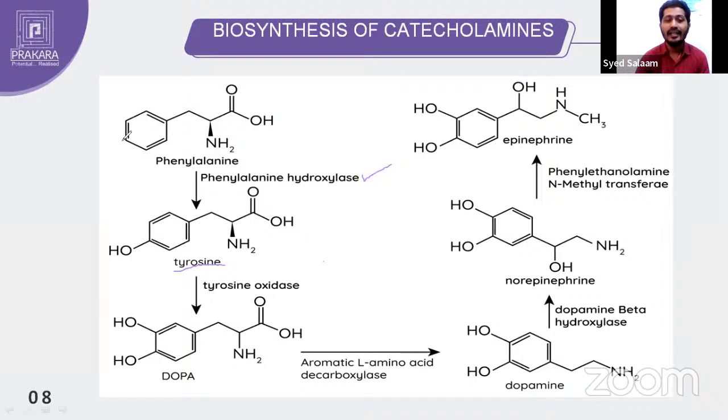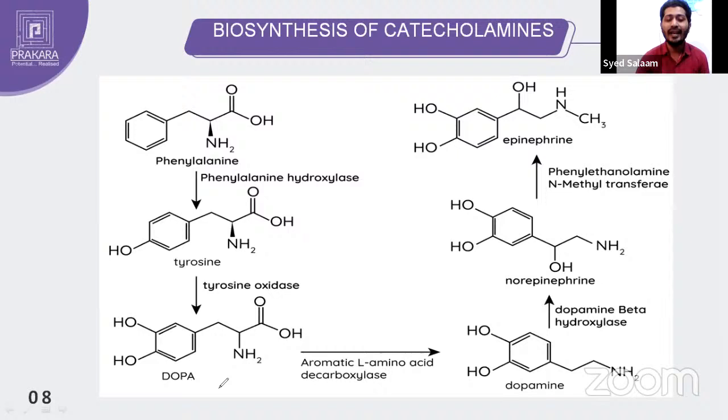So what is happening here? A hydroxyl group is attaching on the phenylalanine ring, and that is why we call that enzyme a hydroxylase, because it is adding the OH group onto the phenylalanine moiety. That is tyrosine. Then the tyrosine gets oxidized, and another hydroxyl group is added onto it. We call the enzyme tyrosine oxidase, which converts the tyrosine into DOPA.